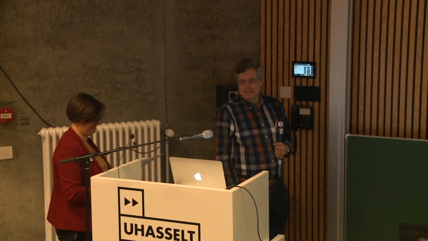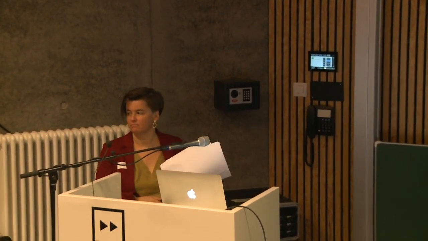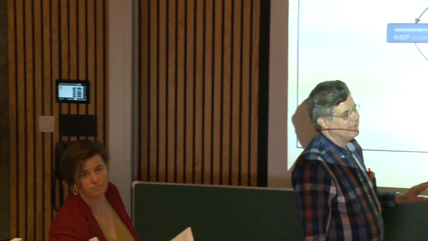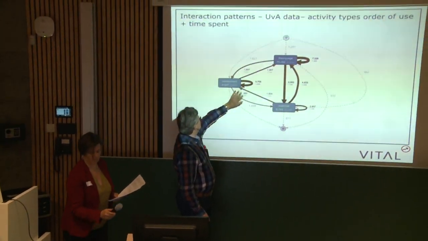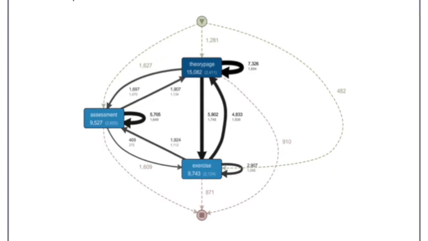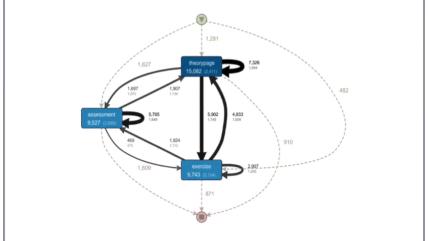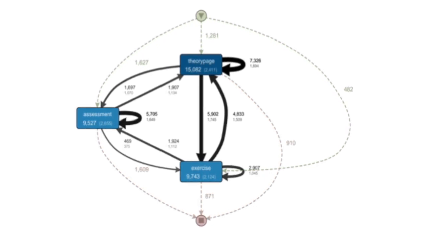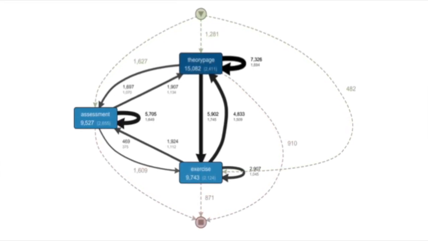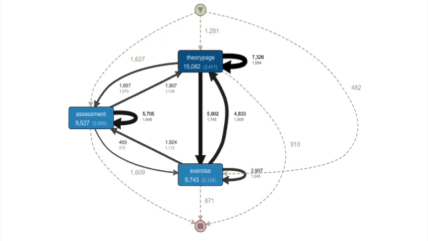Can I ask something? Can I understand the way you represented this data? Does the thickness of the lines correlate with the number of students? These are 200 students. The numbers that you see here, like there were 9,500 assessments done by these 200 students, and the number of sessions. And the thickness of the arrows shows, in a quick view, where the major transitions are happening.